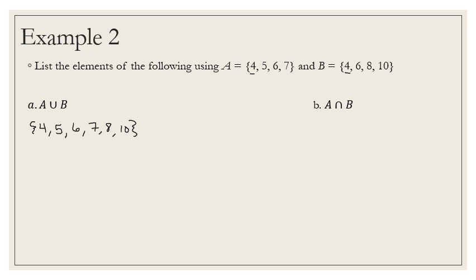All right, let's try A and B. So now we're listing things that are in both A and B. They have to be in both, so things they have in common, right? So they both have a 4, they both have a 6. So 4, 6. All right?